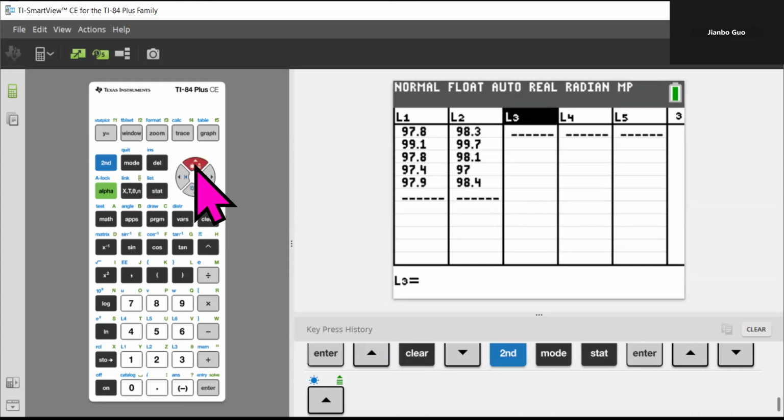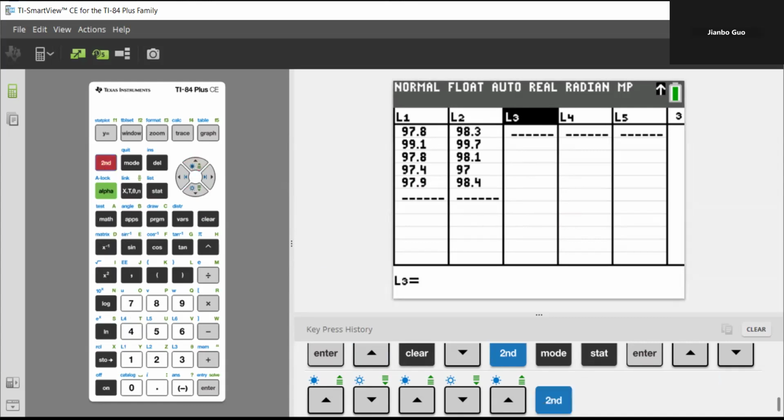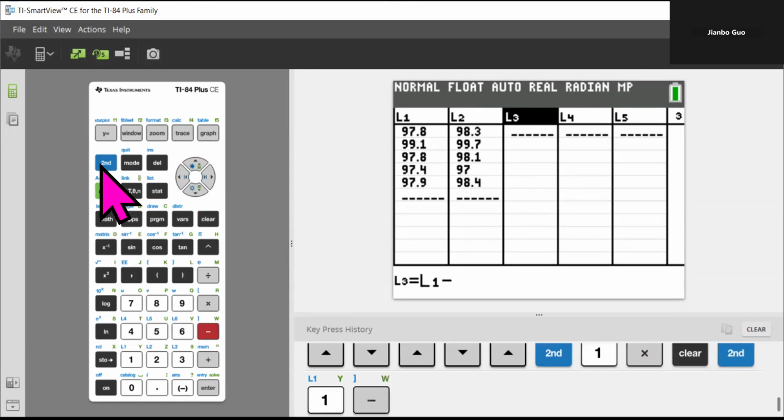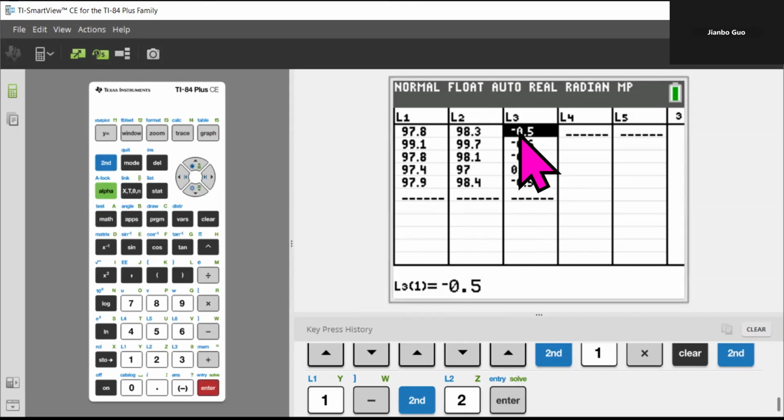Firstly, we need to move the black bar to L3. Make sure L3 is highlighted. And then when L3 is highlighted, we're going to enter second 1 minus second 2. Look at it right here. It shows L3 is L1 minus L2. Okay, then we will have the differences of those paired values in the two samples.